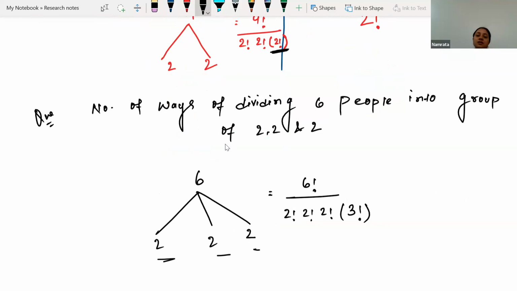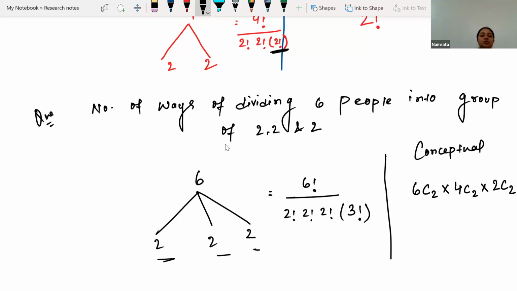So this is the direct approach. In the conceptual approach, from 6 you take 2 at first, then from the remaining 4 you take 2, then from the remaining 2 you take 2. And since 3 groups are of the same size, you divide everything by 3 factorial. By this method or that method, you will get the same answer.